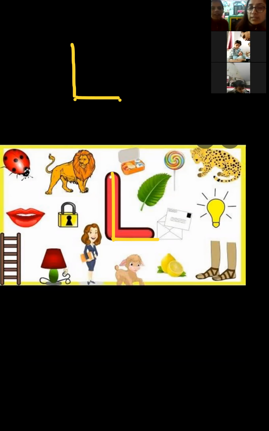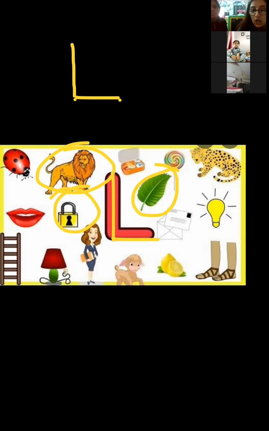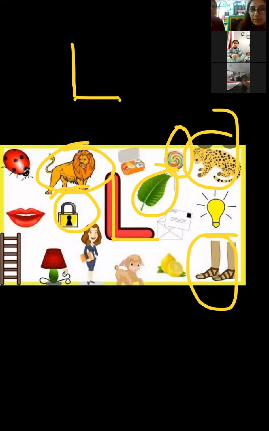Letter L. What is the sound of letter L? L. L. L. Lion. L. Lock. Lock. L. L. Leaf. Can you see? L. L. Lollipop. Leopard. So, mom will make three dots for you like this. You will make standing line. And sleeping line. Okay.